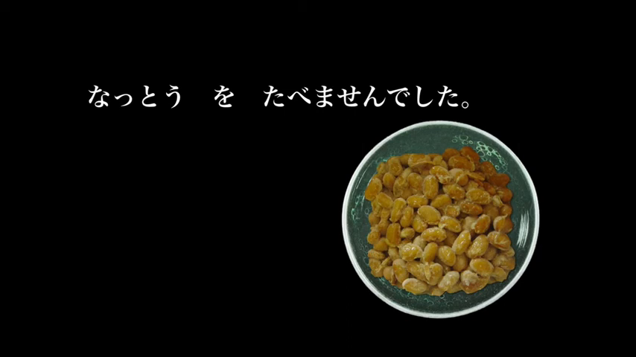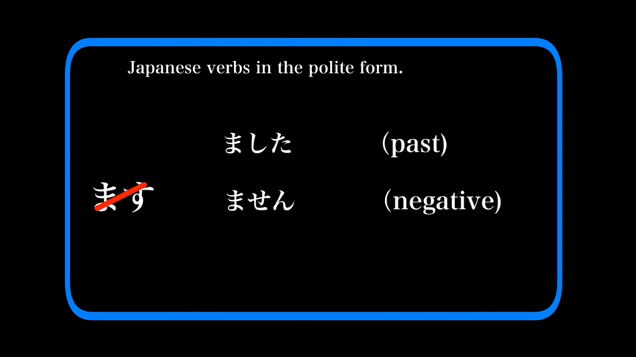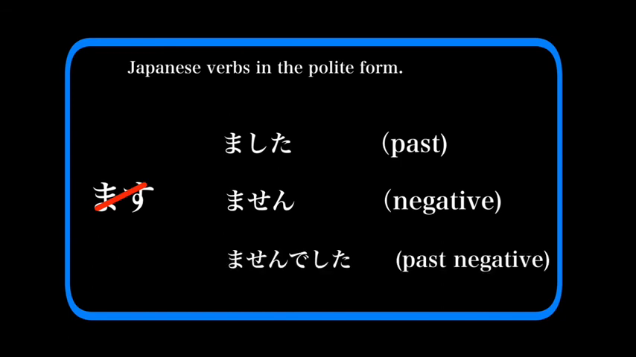So, in summary, Japanese verbs in the polite form, we have the mas on the end of every single verb in the Japanese language when it is in the polite form. We remove the mas and add mashita for past tense. 食べます, 食べました. We add masen for the negative. 食べます, 食べません. And we add masen deshita for the past negative. 食べます, 食べませんでした. Remembering mashita means I did it. It happened in the past. Masen, I don't do it. Masen deshita, I did not.